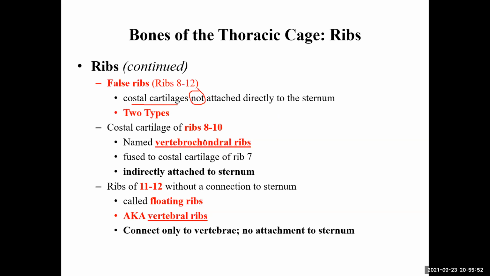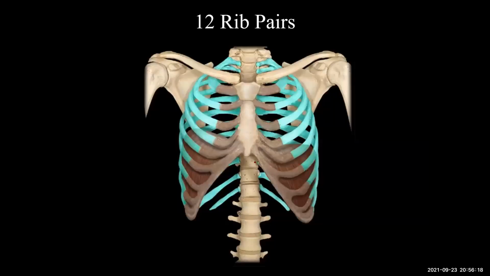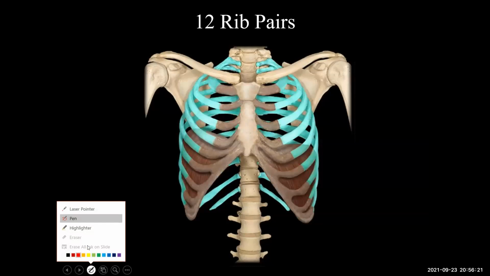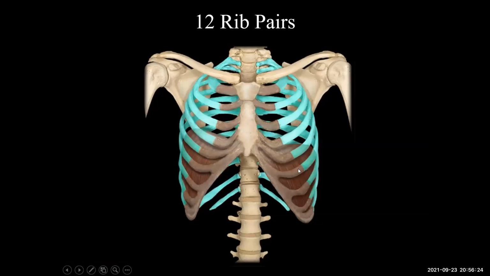The first type, which is ribs 8 through 10, we call those vertebrochondral. The first part, vertebral, because they originate from the vertebra, and then chondral has to do with cartilage. So the cartilage from ribs 8, 9, and 10 are going to fuse with the costal cartilage of rib 7. Let me show you. Look down here. Here's rib 7, and 8, 9, and 10, their costal cartilages are going to fuse right here onto rib 7.